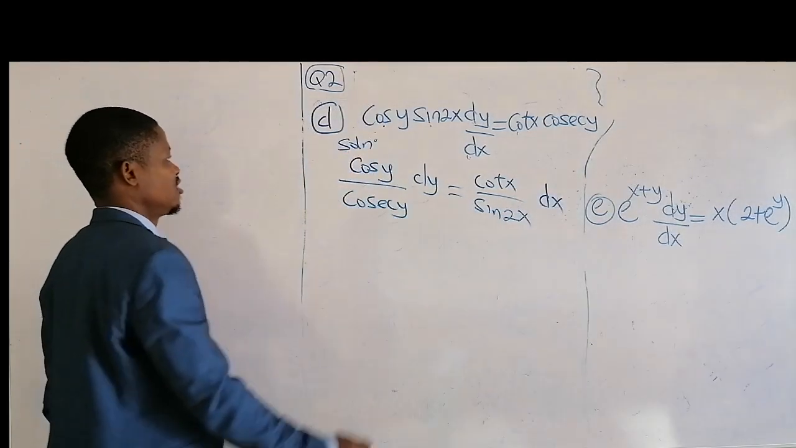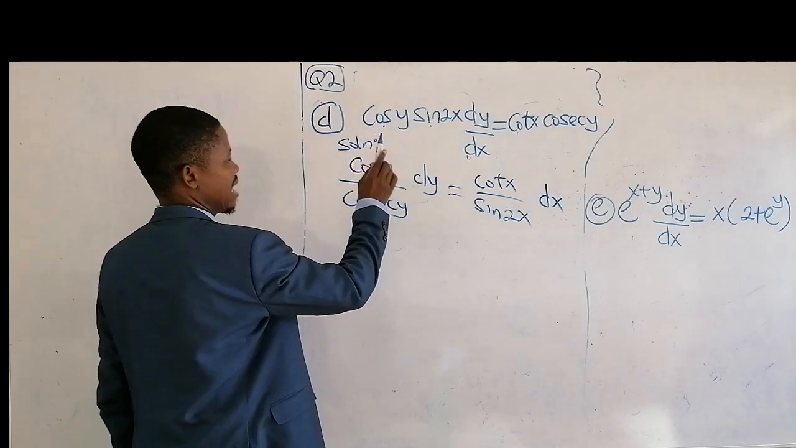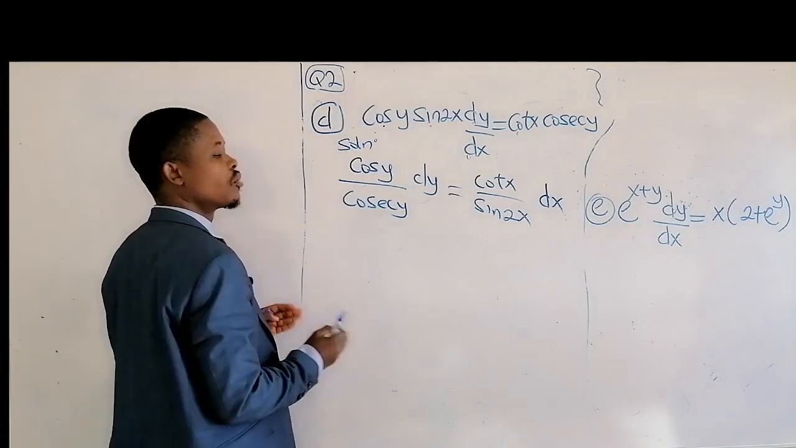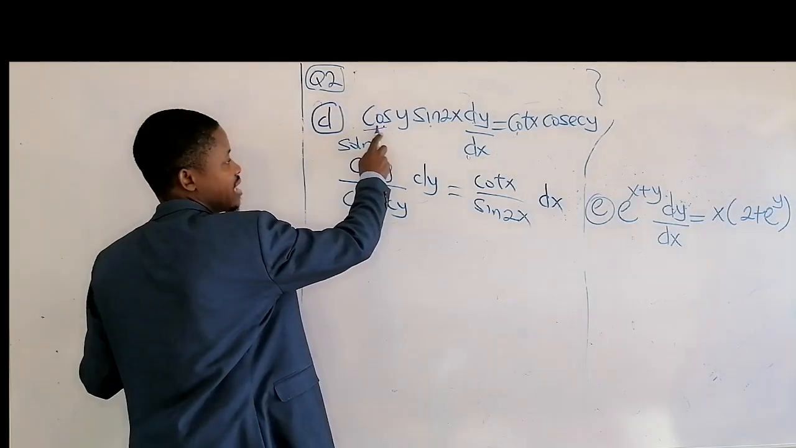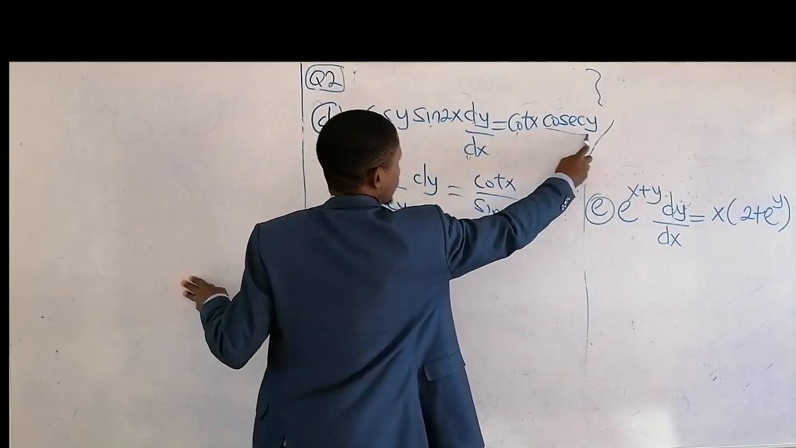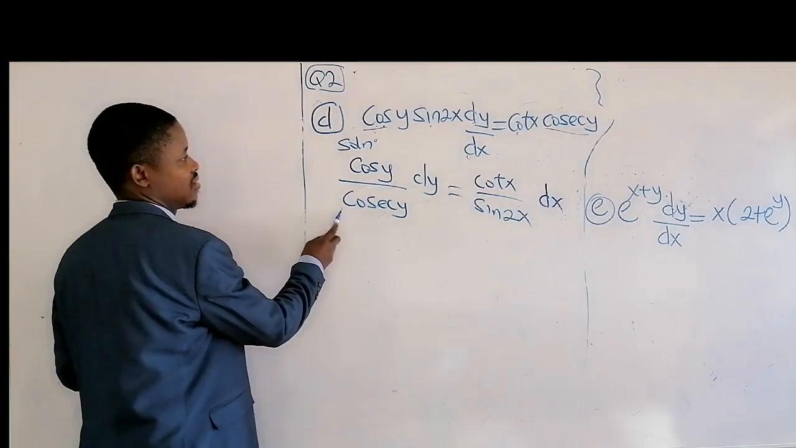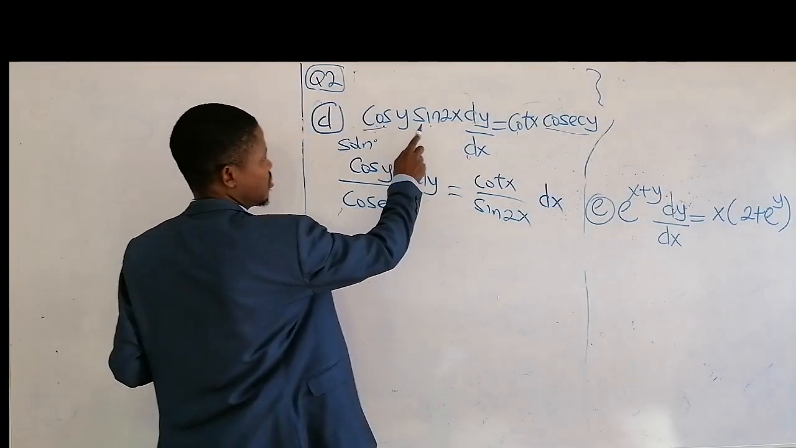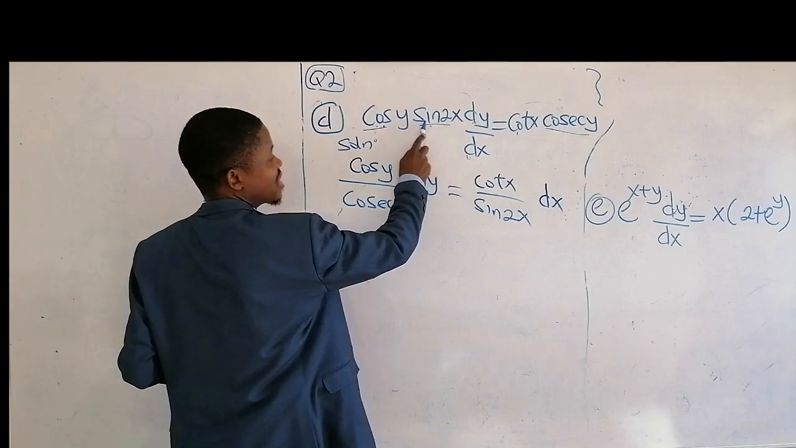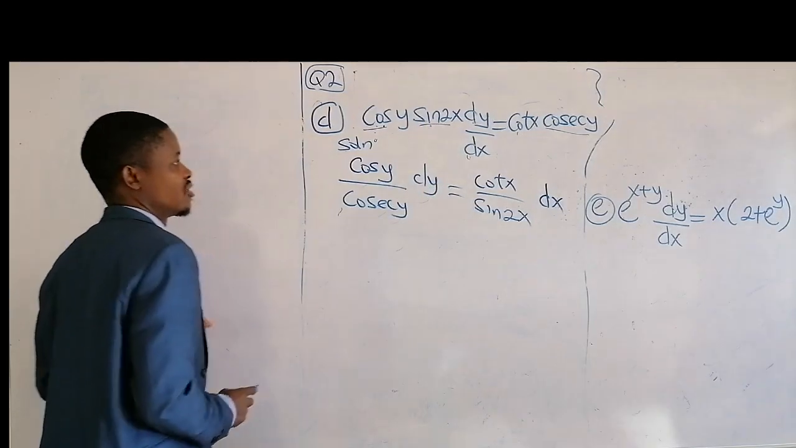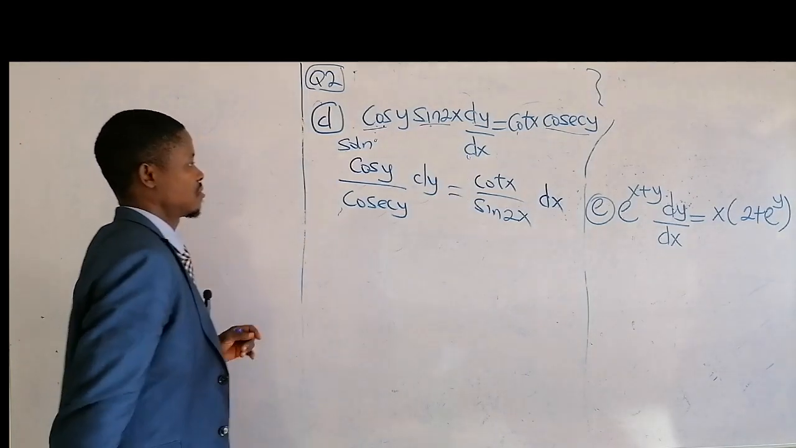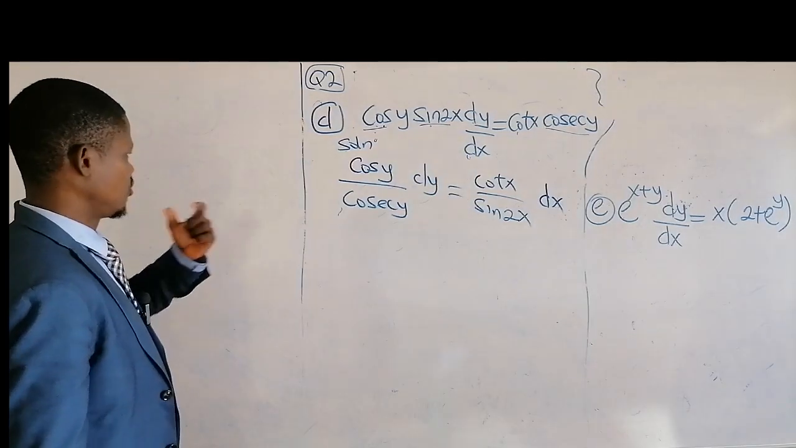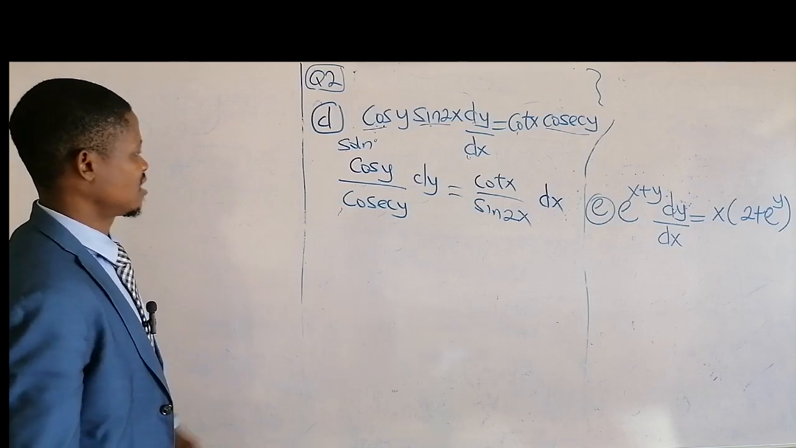The first thing I did is, since your y function must be on the left side, I have this one already here, and I have this one here. So divide both sides by what? By cosec y. So you have this. Then also remove this one from here by dividing both sides by what? Sine 2x. Okay, and multiply 2 by what? By x. So what we need to do now is just to break this stuff.